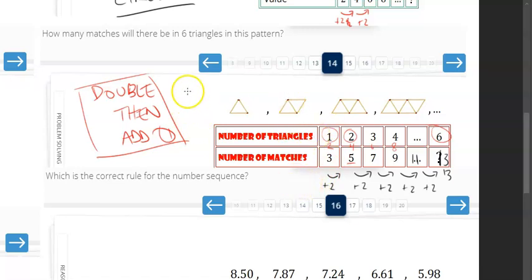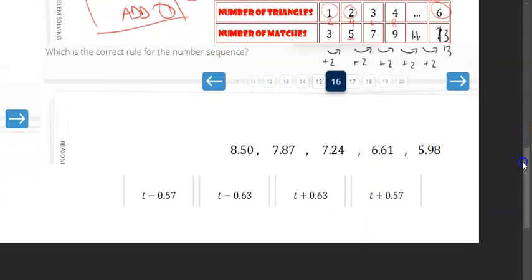So if we were to apply it to 30 triangles, like I said before, well, we can just double 30 to get 60 and then add 1. So the number of matches required for 30 triangles would be 61. We didn't have to go through all the previous ones to get 61. We just came up with this pretty neat rule.